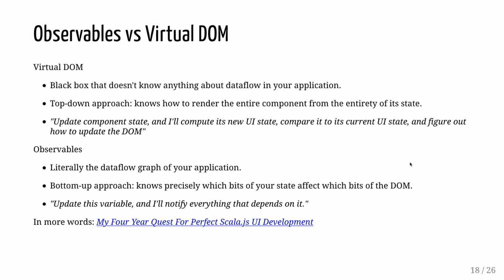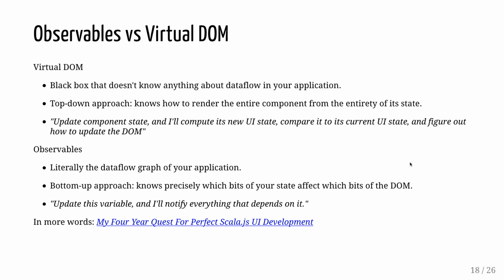Observables, on the other hand, don't really have this concept of components or any grand picture. You can't re-render a component on demand using observables like you can in React. But on the other hand, observables know precisely which parts of the DOM depend on which data, and they know which data depends on which other data, because you literally define your data flow graph using observables in Laminar.